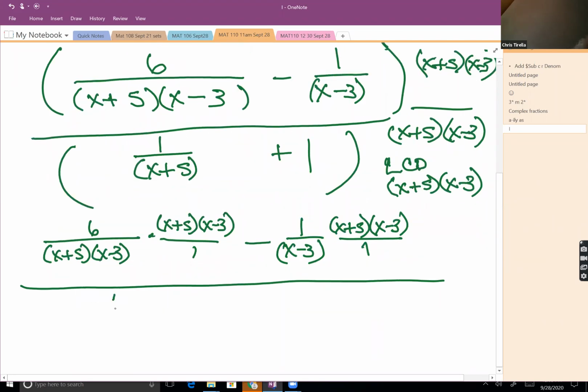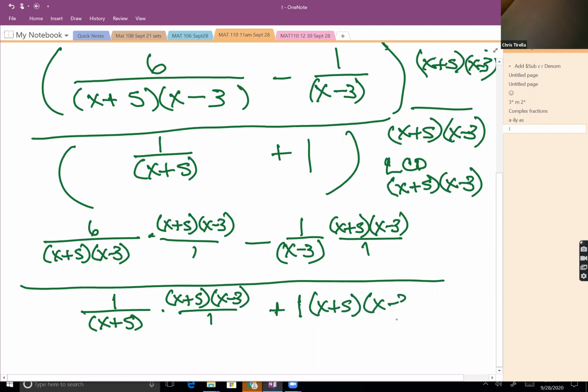In the denominator, that 1 over x plus 5, I'll multiply by x plus 5, x minus 3. And I'll put that over 1. And then I'll have plus 1 times x plus 5, x minus 3. And my hand hurts with this one. But does everybody see? All I did was take each of those terms and multiply them by the common denominator.